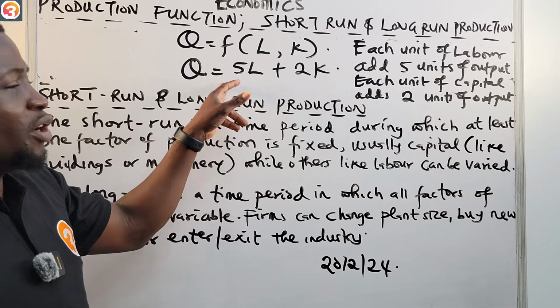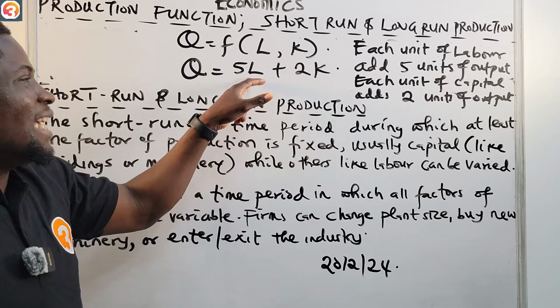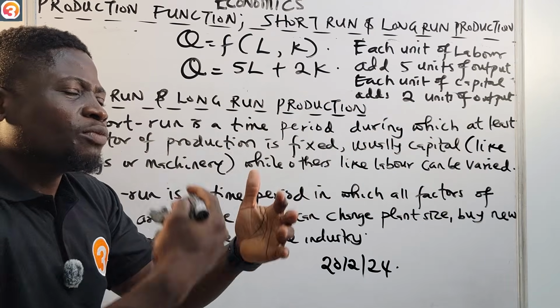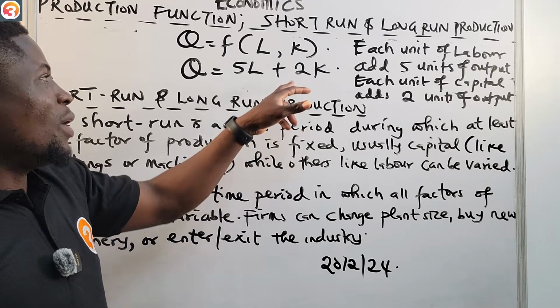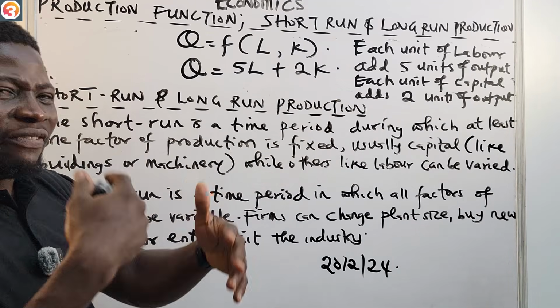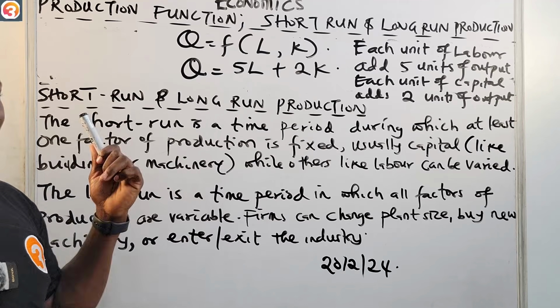So Q is a function of 5L plus 2K. L is labor, K is capital. It means that each unit of labor gives us 5 units of output, while each unit of capital gives us 2 units of output. That is how we interpret it.